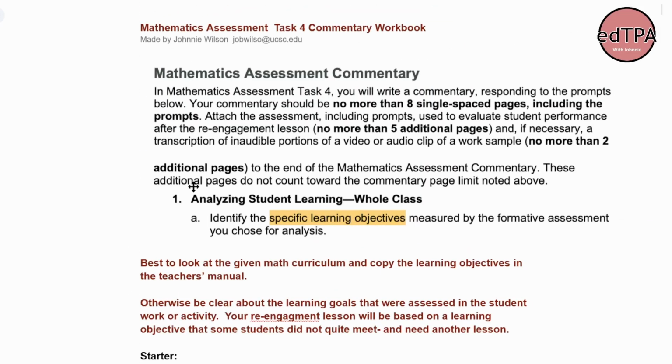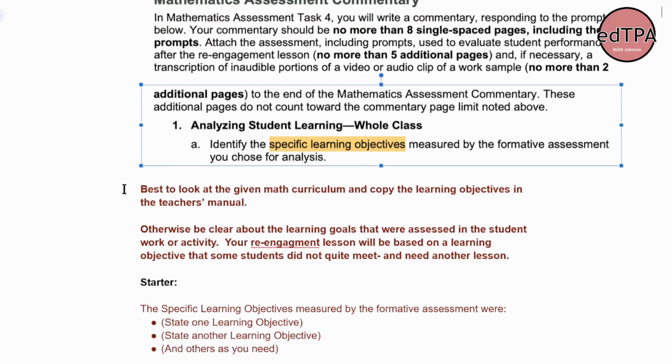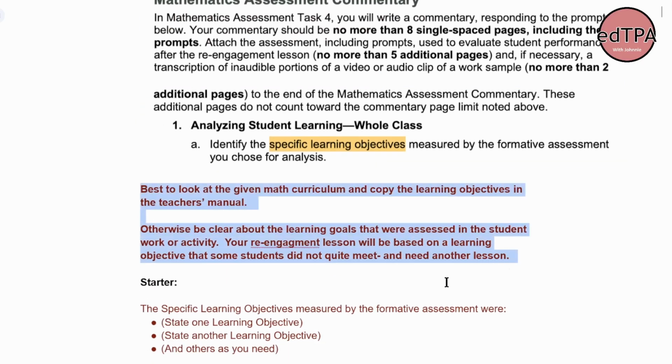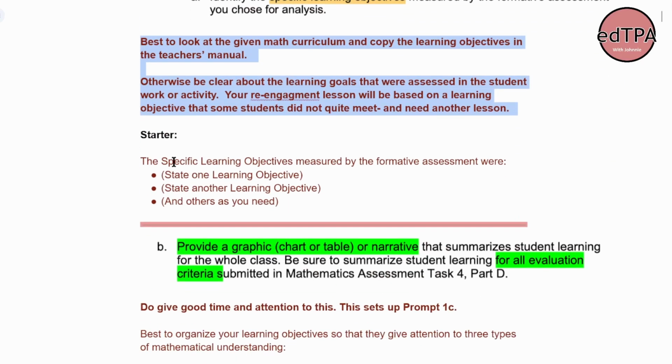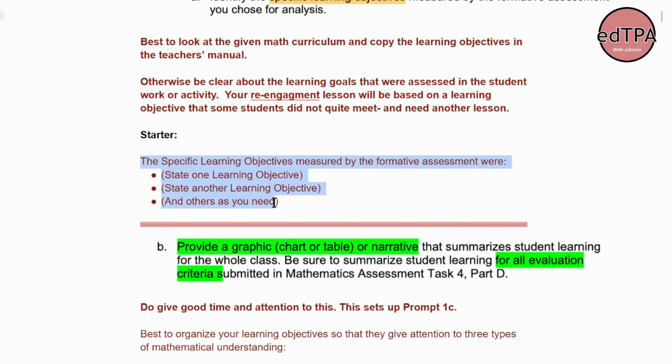And this was the workbook for Mathematics Assessment Task 4, thinking about the commentary. I went through every one of the prompts. I gave you some suggestions along the way about how to think about the prompts, and I also offered starters all the way along the way. I do hope this has been helpful and that you will do well with your TPA.